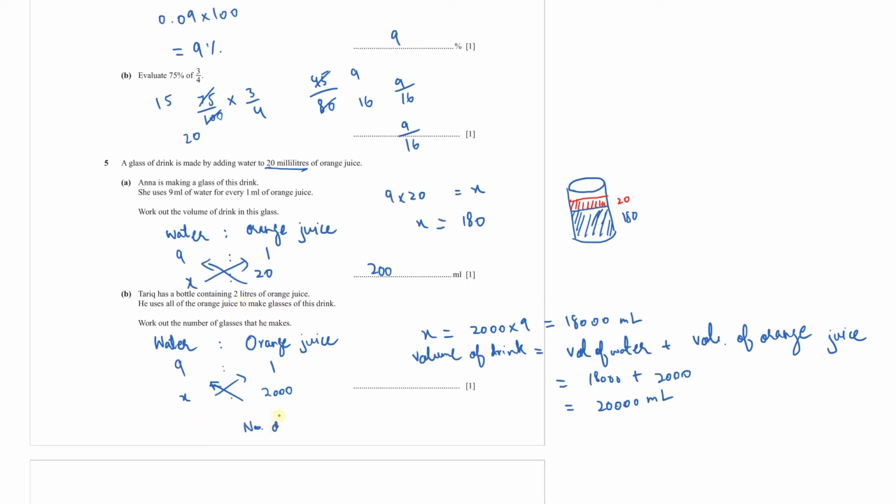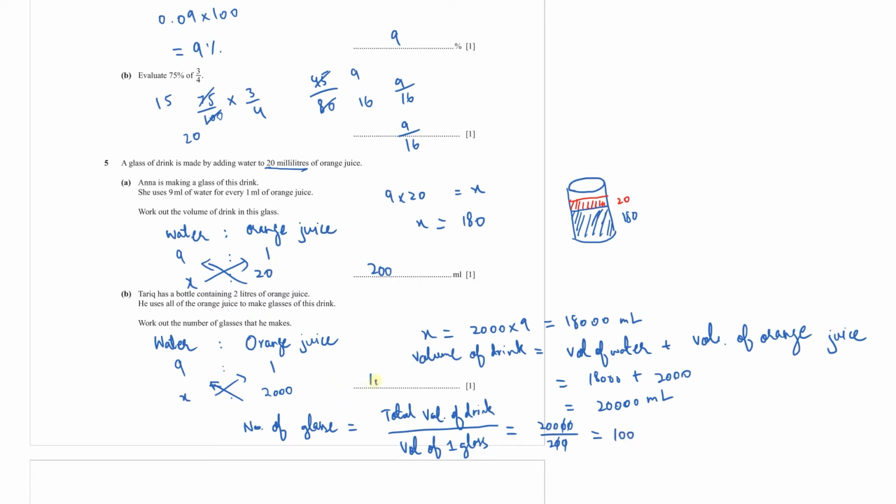Number of glasses will be equal to total volume of drink divided by volume of one glass. So total volume of drink is 20,000 divided by the volume of one glass that you calculated in the previous part, which was 200. And then I can cancel these two zeros out. 200 divided by 2 will be 100.